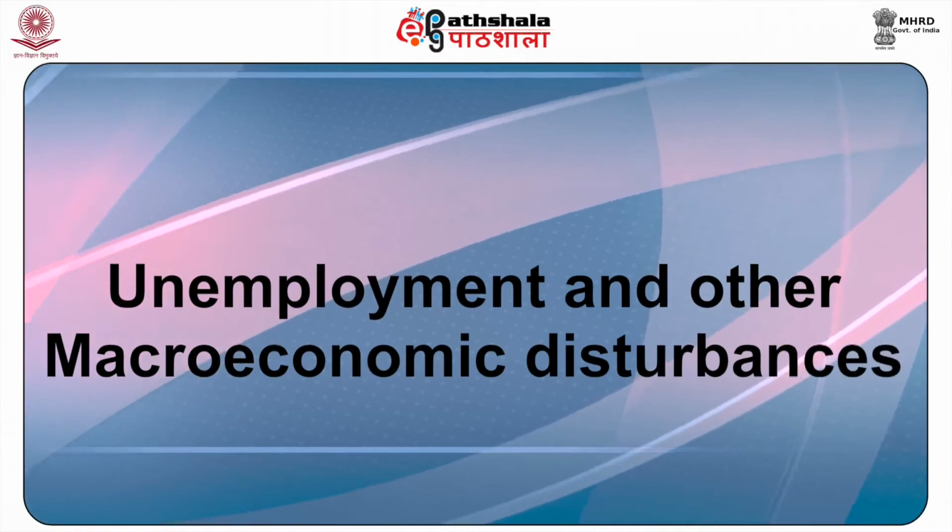Next point is unemployment and other macroeconomic disturbances. Relatively high rates of unemployment and inflation are signs of problems with the market system. Economists such as Keynes argue that unemployment is evidence of market failure and advocate government intervention for ensuring economic stability. Moreover, government has an important role in ensuring income equality and social security, because the market as a system can ensure economic efficiency but at the same time can lead to unequal income distribution.